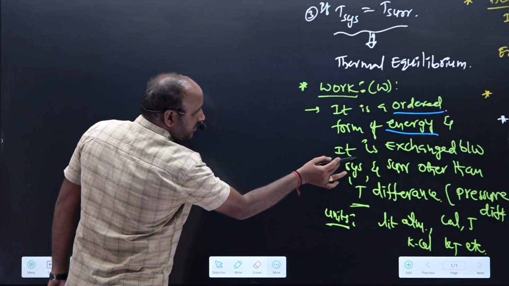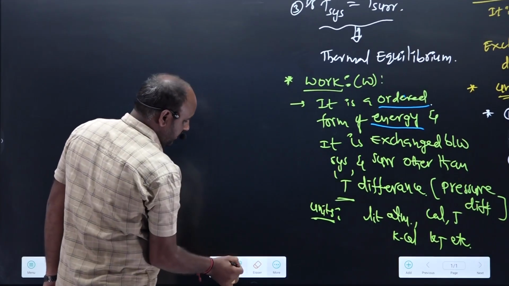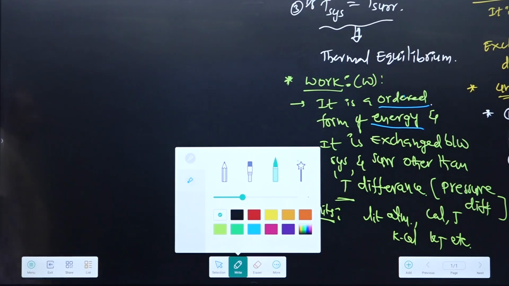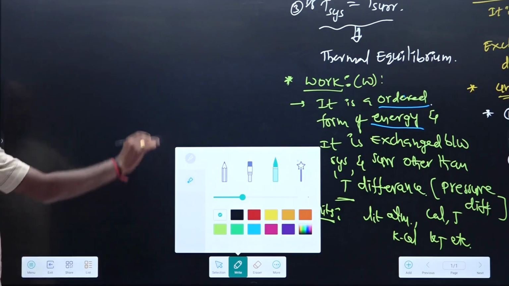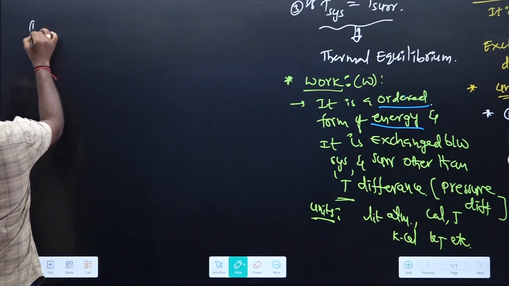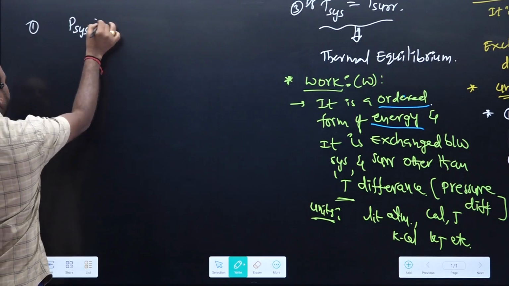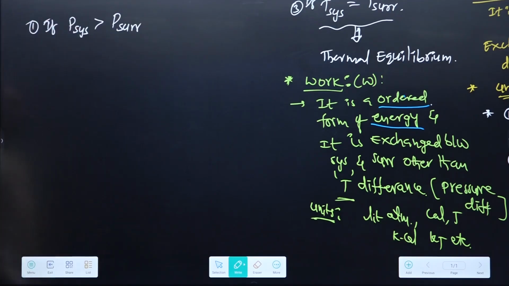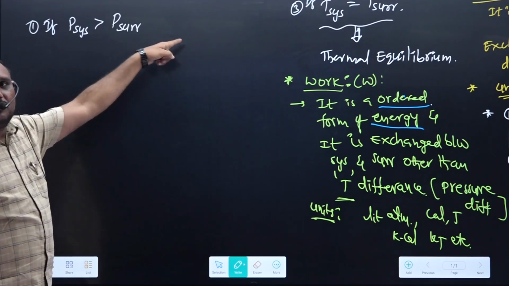You may try to understand the language, because terminology is most important. Similar to temperature, there will be pressure differences too. The first case is when the pressure of the system is greater than the pressure of the surroundings. Which will do work? Whose pressure will be more? The system pressure will be more, so the pressure will be transferred from system to surroundings.